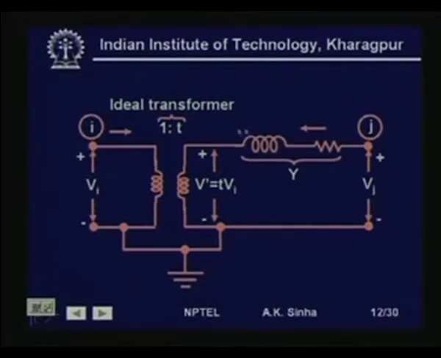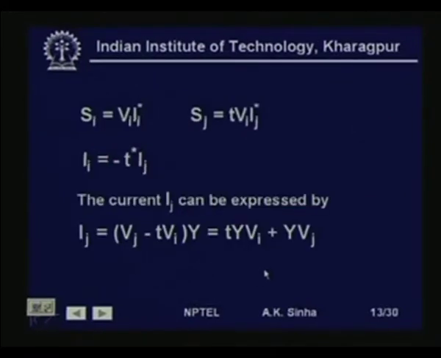Now, this y is basically the admittance of the transformer. It is taking care of the leakage inductance and the resistance of the transformer. So, it is the admittance of the transformer that we have put here. Now, the voltage here at the terminals of the transformer is Vj, right. Now, we can write down the relationship between Vi and Vj in terms of y and T. So, let us see how we can do it.